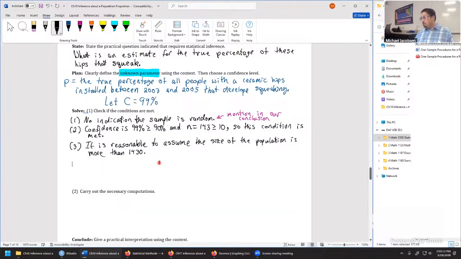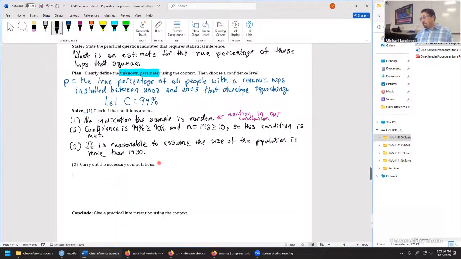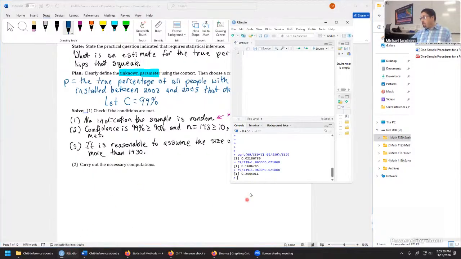Okay, so it says for step 2, carry out the necessary computations. That means we have to compute a couple things here. If we're going for 99% confidence, we can scroll up, go to our table, and find the critical number Z star. But it's just as easy to compute it from scratch. It goes qnorm. In chapter 17, you would have been using qt. We put in a particular fraction, 1 minus the confidence level as a decimal, divided by 2.